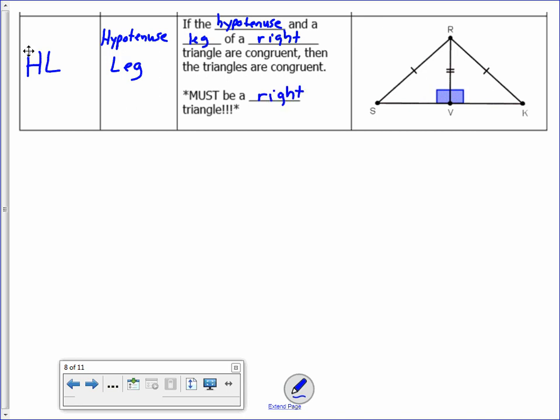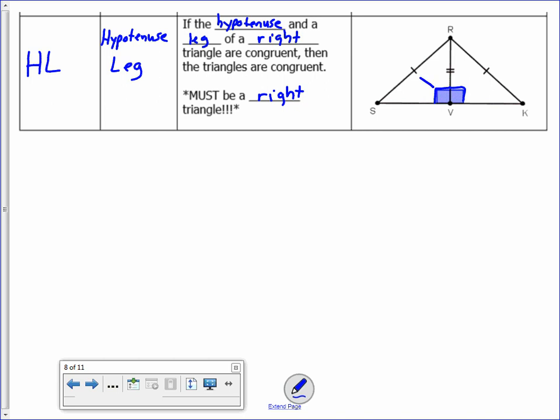If you remember our parts of a right triangle, you have the two legs, and then you have the hypotenuse, which is the longest side, which is the side across from the 90-degree angle. Well, if you can prove that you have two right triangles and the hypotenuses are the same, and they also have a leg in common, you can prove that these two triangles are congruent, and all corresponding parts are congruent.